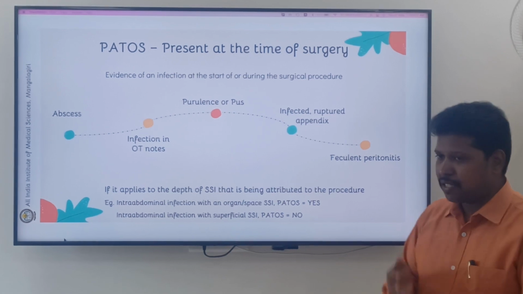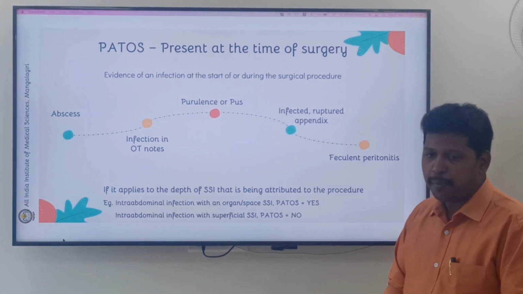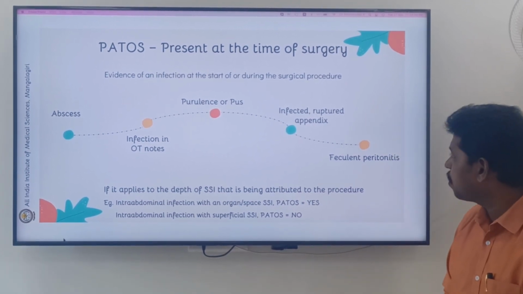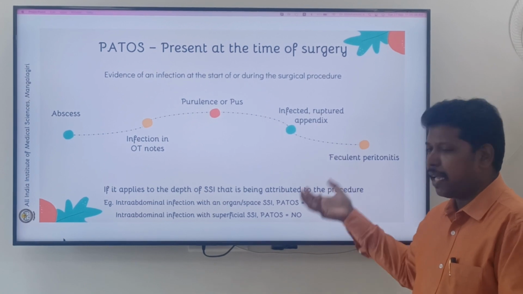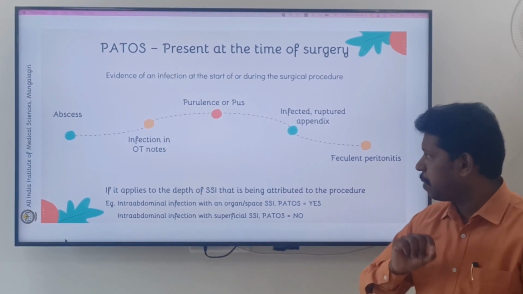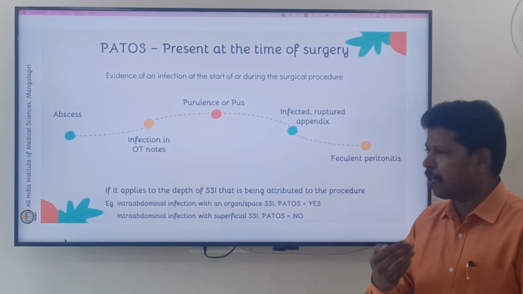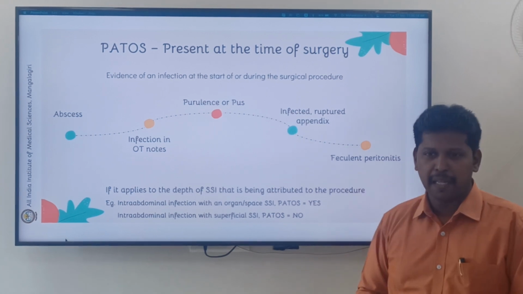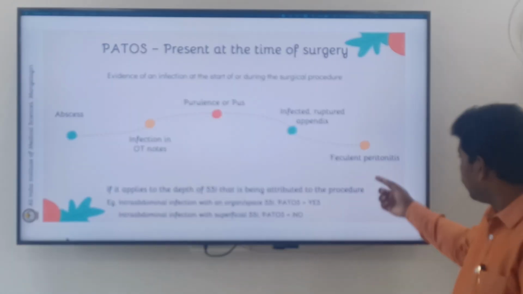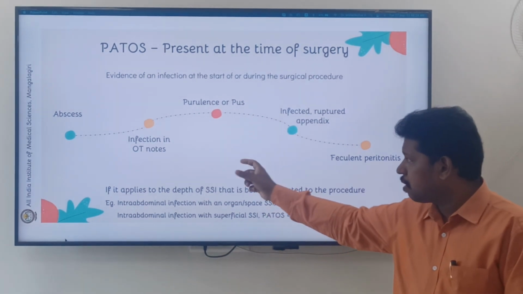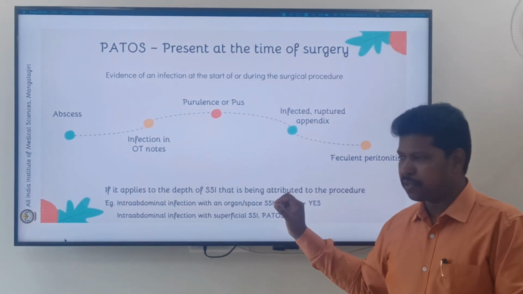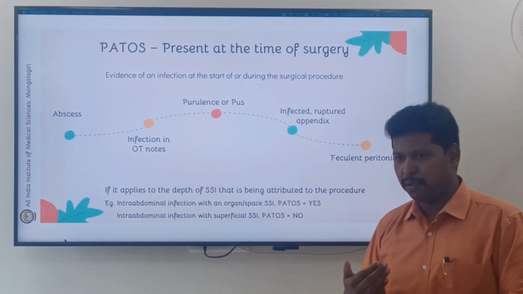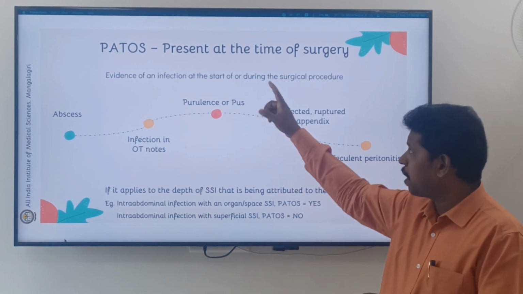So PATOS is evidence of an infection at the start of or during the surgical procedure. This will usually be documented in the operative notes, the surgical notes by a clinician or surgeon. What can we take from the surgical notes? If there is a mention of an abscess, that can be taken. The presence of purulence or pus, that can be taken. An infected and ruptured appendix, that can be taken as an infection. Fecal peritonitis, or the word infection mentioned in the operative notes. If any of these is mentioned in the operative notes, then we can take those cases as PATOS, present at the time of surgery.